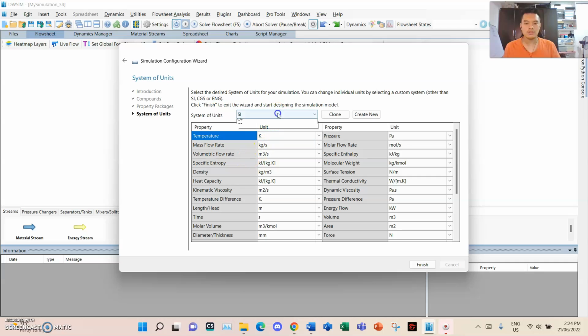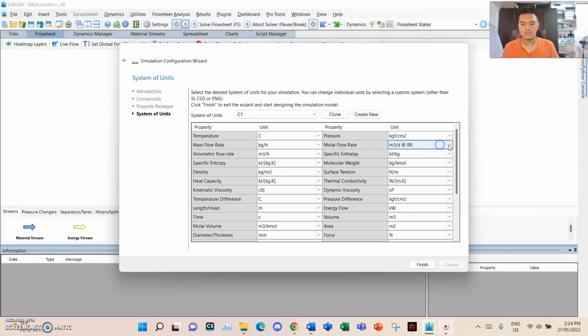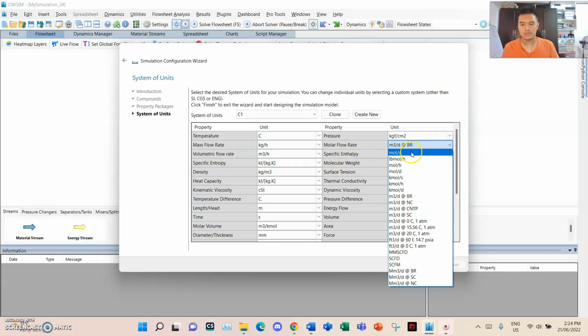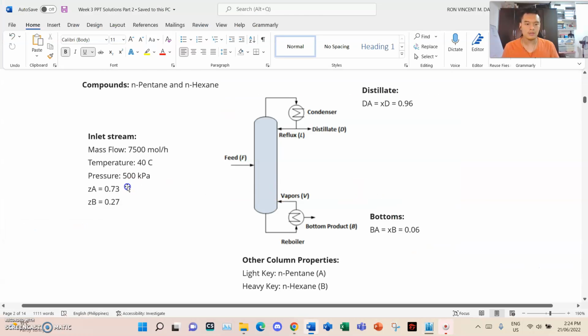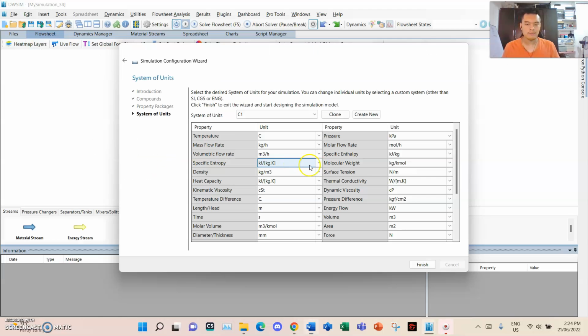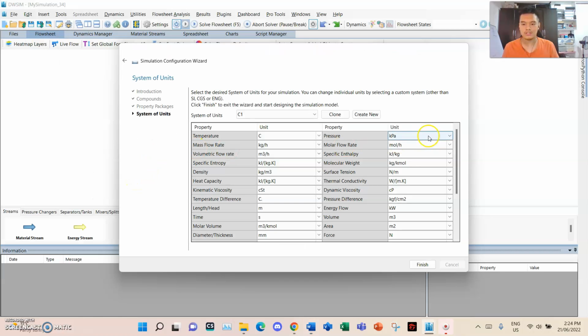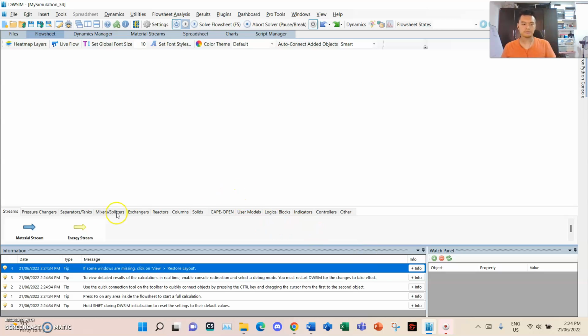Next, system of units. We'll try to make our own customizable system of units. So from the diagram, the mass flow is in moles per hour. Then pressure is kilopascal. Then the temperature is Celsius. So Celsius, kilopascal, and mole per hour, and that's it. That's the notable units that we need to define.